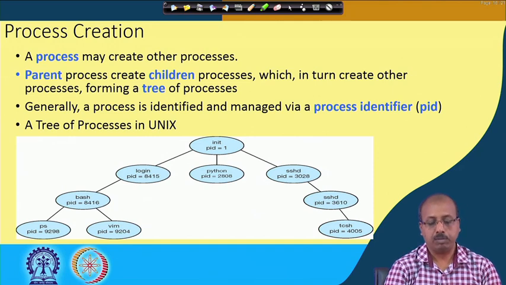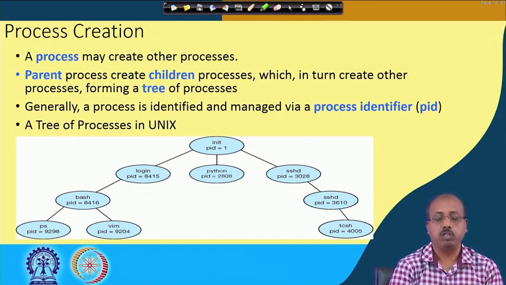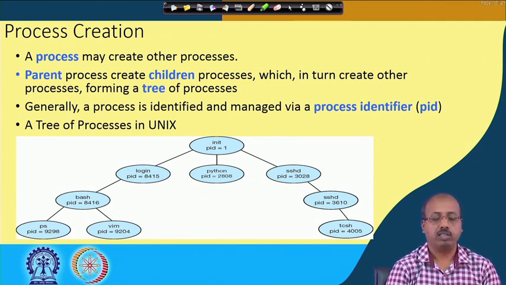And when it comes to some maximum value, then it actually rolls back to the value 2, expecting that by that time that process will be over. Of course, it should do a check that the PID is not duplicated. So, this is a typical tree that we have for processes in the Unix operating system.